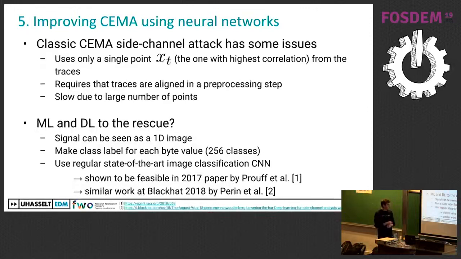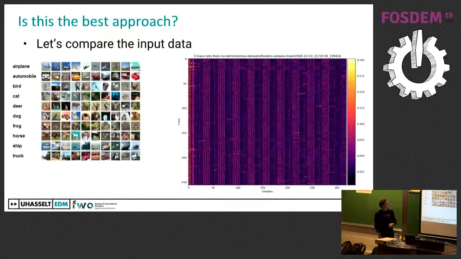And exactly in 2017, there was a paper by Prouff et al. that showed that this is indeed possible. And there was similar work at Black Hat 2018, where they basically just use your standard image classification neural network and apply it to side channels, and it actually works. So that was quite cool to see. But is this really the best approach?